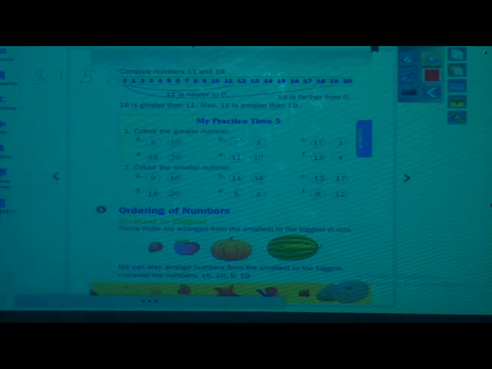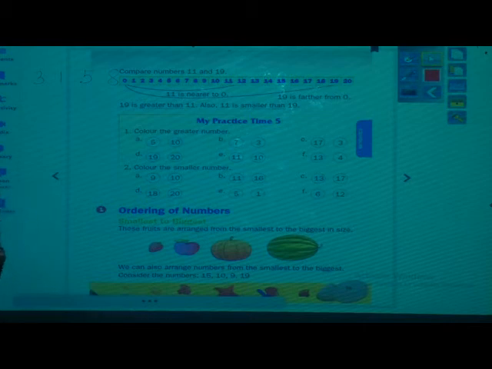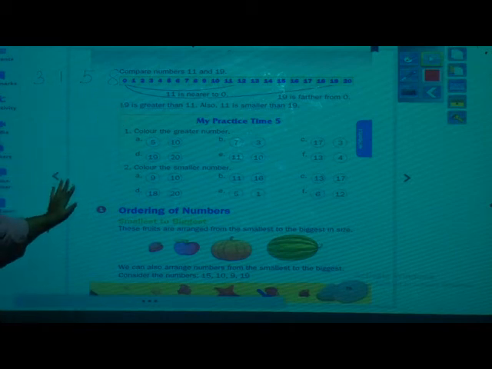Okay, 3, 1, 5, 8. Okay, can you see properly? Yes. Now tell me students, are these all numbers in proper sequence? Are these 4 numbers in correct sequence? 3, 1, 5, 8. Are they in correct sequence?